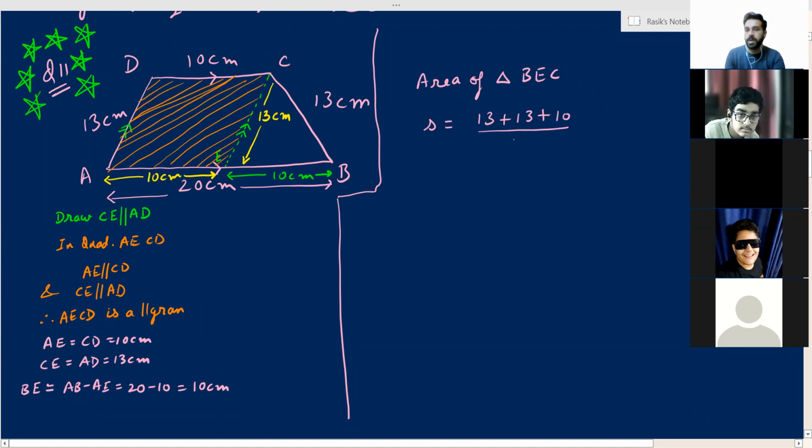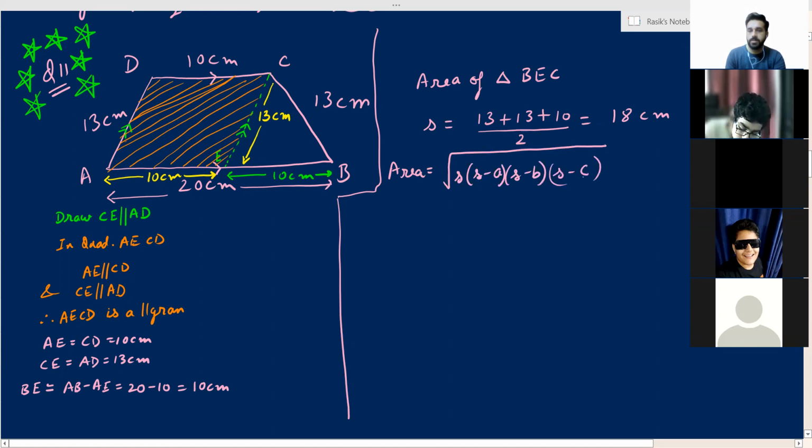I have already made you write down Heron's formula in your copies in this chapter only, 2 or 3 days ago when we started the chapter. So 13 plus 13 plus 10 divided by 2, this gives you 36 upon 2, that is 18 centimeters. This is the semi-perimeter. Now the formula of area is equal to under root S into S minus A into S minus B into S minus C.